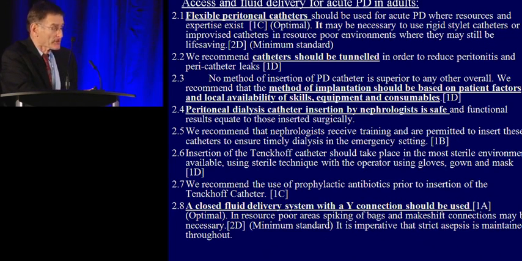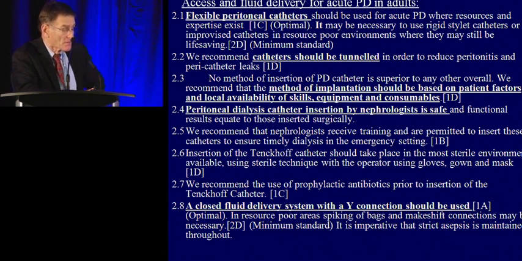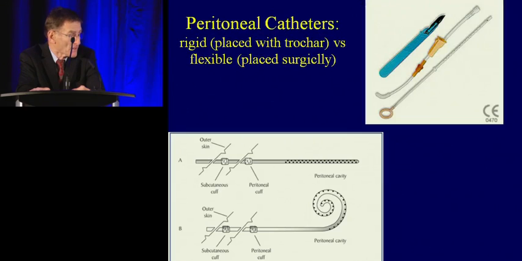We felt that you should use flexible PD catheters, which should be cuffed. The catheter should be tunneled. The method of implantation should be based on patient factors and local availability and skills, and the PD catheters should be inserted by the nephrologist because it's safe to do this. So we've now demonstrated that you can train nephrologists from the developing world, even those folks who have no background in nephrology, just general internal medicine. If we can send them to places, train them, they can come back and put in PD catheters. And I'll show you the results of this in a little bit. And we preferred using a closed system with a wide connection device to decrease the risk of peritonitis.